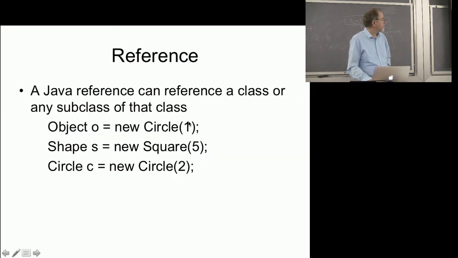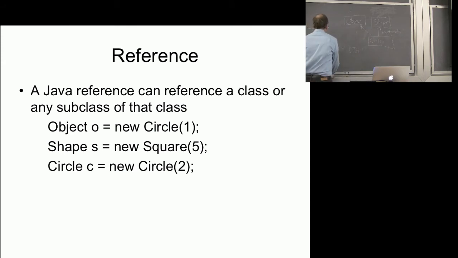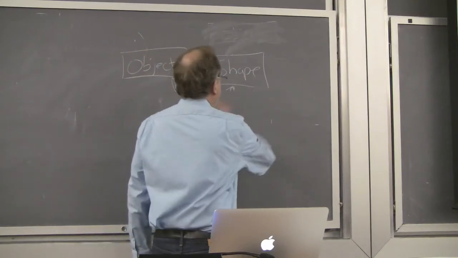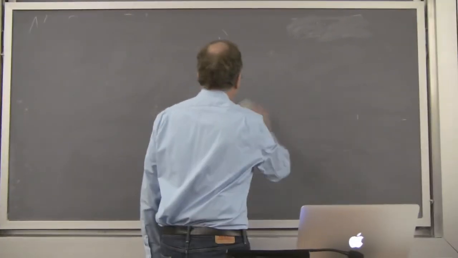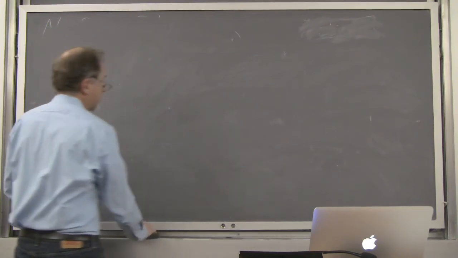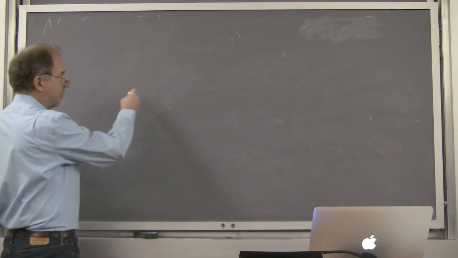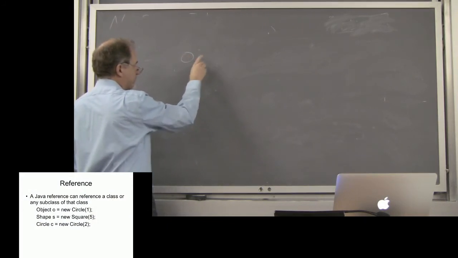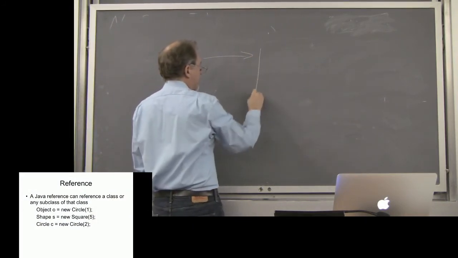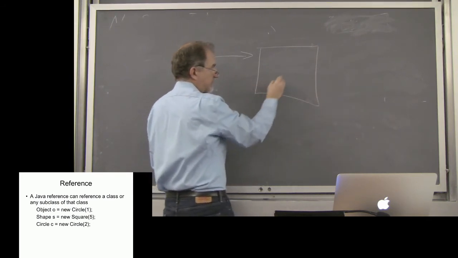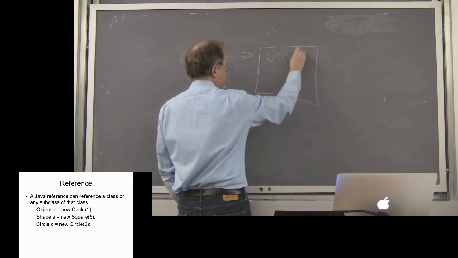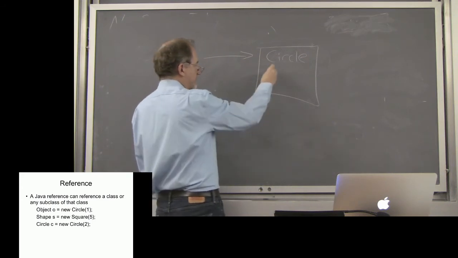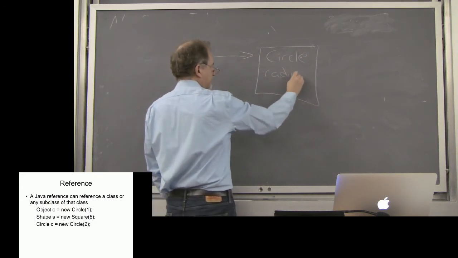So again, when we make an object variable, it is, in my mind, super important to keep in mind exactly what's going on here. For example, that first one, O is a reference to some object that was made, which is a circle. It knows it's a circle, and it has its own data like radius inside it, right? Radius 1.